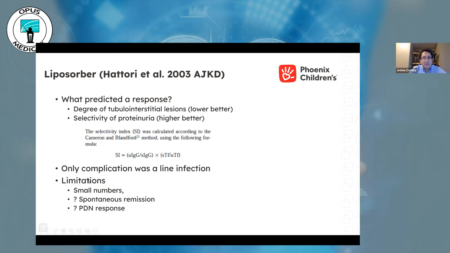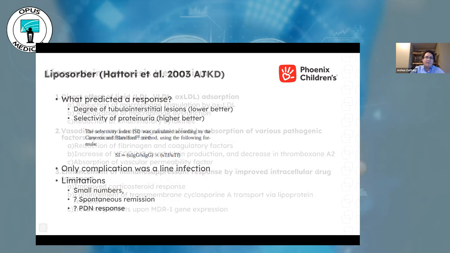Obviously, there are severe limitations. It was a retrospective study, prone to selection bias, with small numbers. You could say, well, maybe some of these patients went into spontaneous remission, but if you're a nephrologist that's ever treated FSGS, you'd recognize that wasn't possible. And then, of course, it's complicated because they reintroduced prednisone into a group that were previously prednisone non-responsive. And we'll get back to that in a little while.